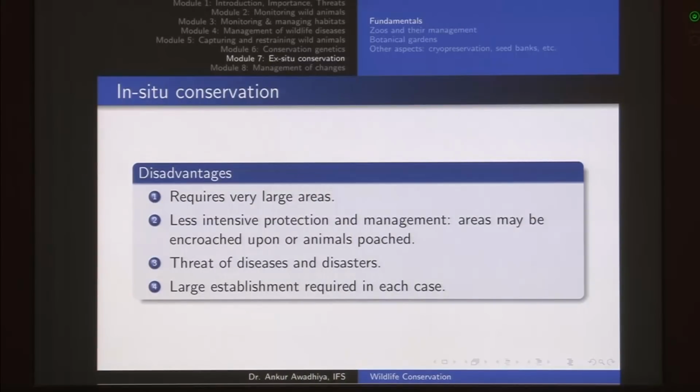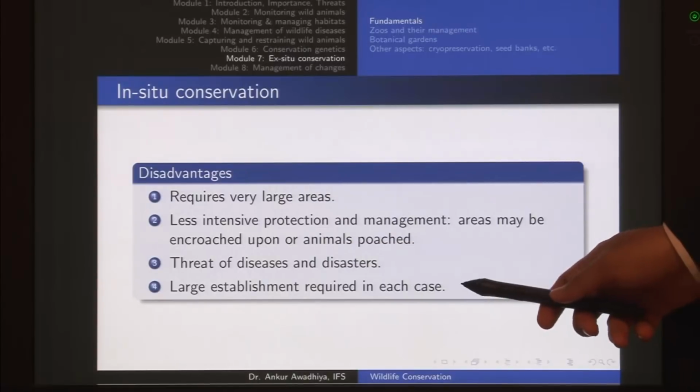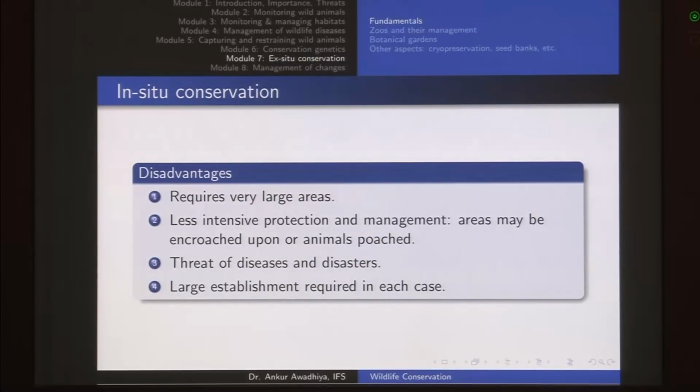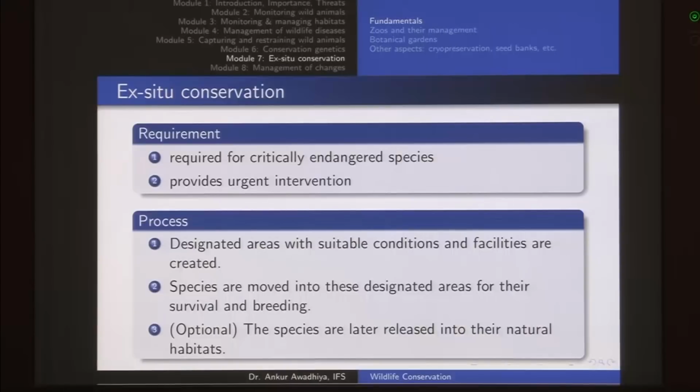Next, we have a threat of diseases and disasters, again because our management is not very intensive, and then because these areas are very large, we also require larger size establishment for most of these in situ conservation areas. So to overcome these requirements primarily, and also for some specific cases, we look at the other option that is available, and that is the ex situ conservation.